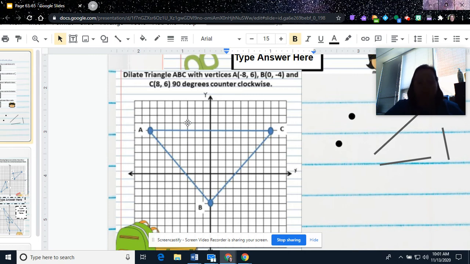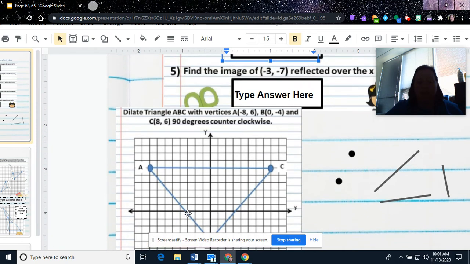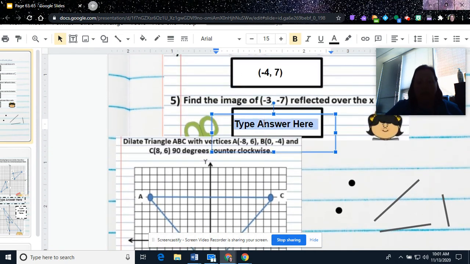Now that ordered pair, notice that my x coordinate stayed the same because it stayed on that line, and it's my y coordinate that went to the opposite. So my x coordinate stayed the same and my y coordinate changed. Since it was 7 down from the x-axis, now it's going to be 7 up from the x-axis.